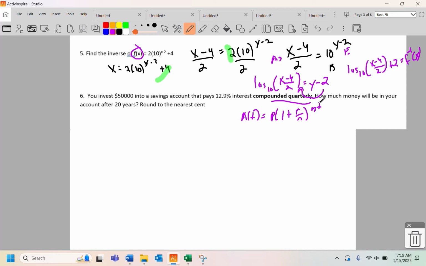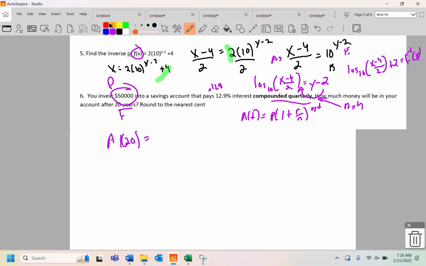And you're just going to feed this thing the stuff you have. So like 12.9% is 0.129, right? Compounded quarterly, you see where it says compounded quarterly? That means n is 4. And then we have our principal. And it's going to be 20 years. It's a really bad looking set of parentheses. Because 20 years, there's t.